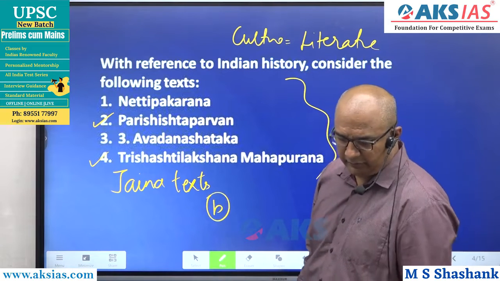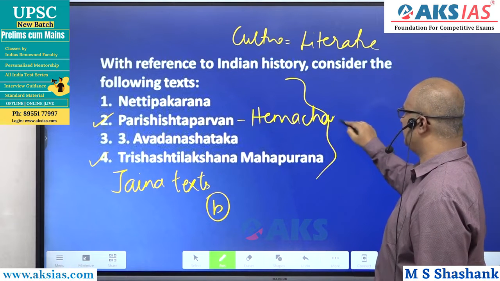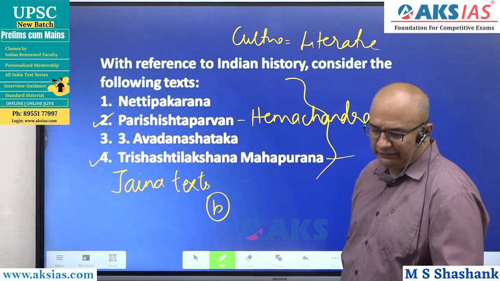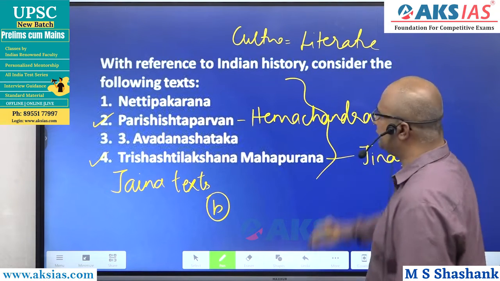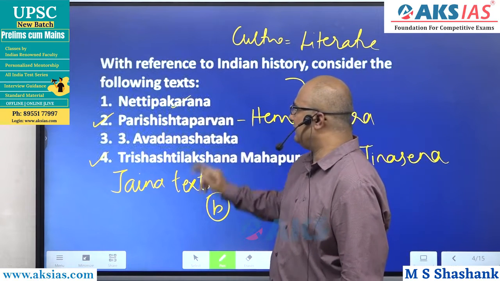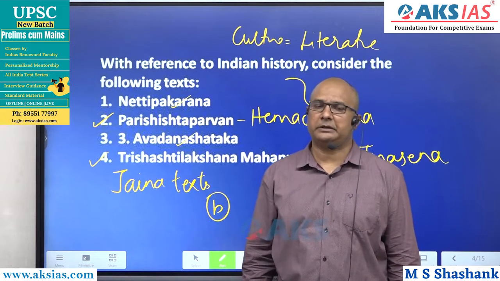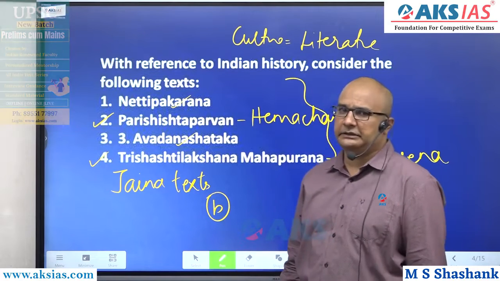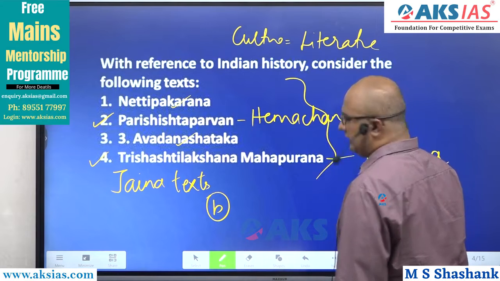Parishishta Parvan was written by Hemachandra, a Jain scholar, and Trishasti Lakshana Mahapurana was written by Jinasena. Both of them are Jain scholars. Whereas the other two, the Netti Pakarana and Avadana Shataka, were Buddhist works. Again, definitely not an easy question to guess. As I said, if you are leaving a difficult one, you need not be worried so much. So the answer will be B, 2 and 4.